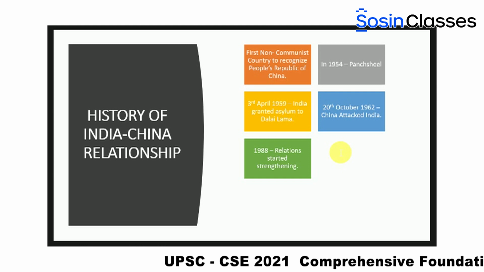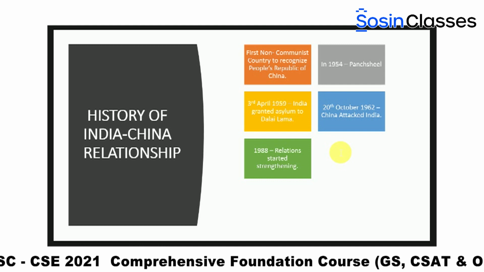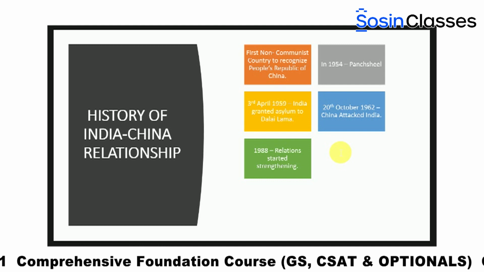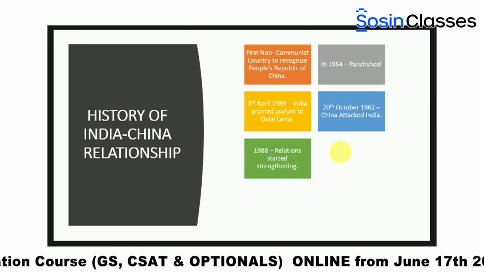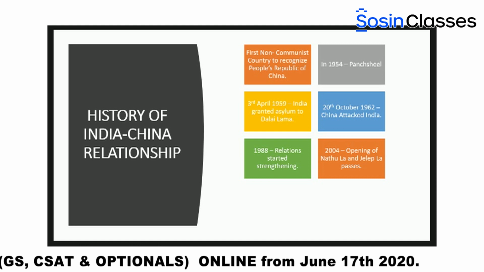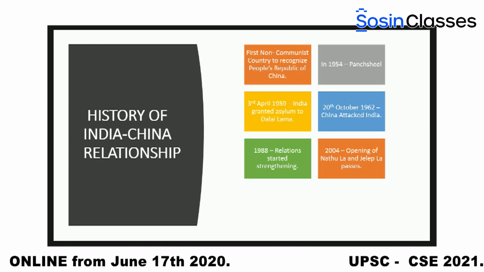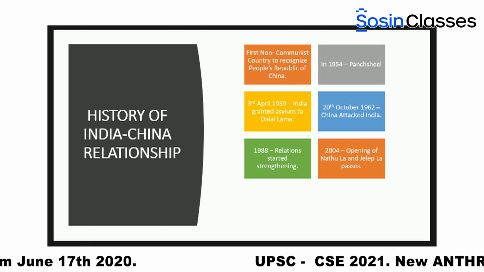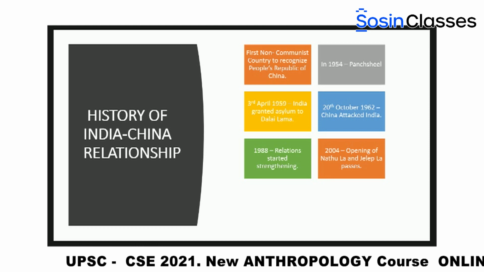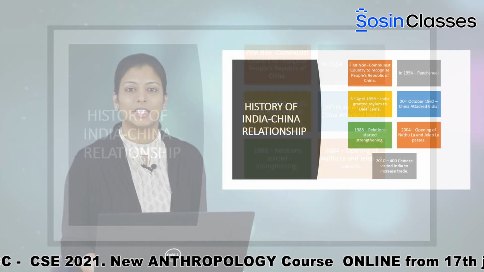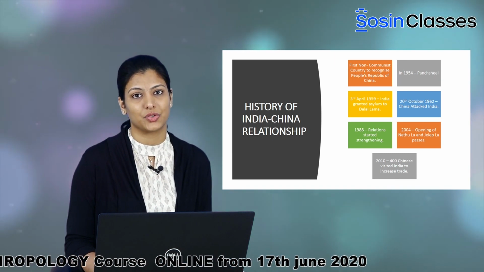In 2004, both the countries proposed the opening up of the Nathu La and the Jelep La passes in Sikkim, and bilateral trade surpassed the $10 billion mark in that same year. In 2010, 400 Chinese visited India to increase the trade relations. And in 2014, the Chinese President visited India and promised $20 billion worth of investments over 5 years. This way, from time to time, our country has had its consequences in having a relationship with China.